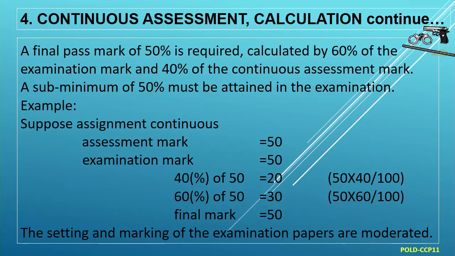A sub-minimum of 50 must be attained in the examination in order to qualify for the above. For example, if your continuous assessment mark was 50 and examination mark 50, 40% of 50 equals 20, calculated as 50 times 40 divided by 100. The same goes for the 60% of the examination mark of 50, which equals 30. The final mark would be 50. The setting and marking of examination papers are moderated.